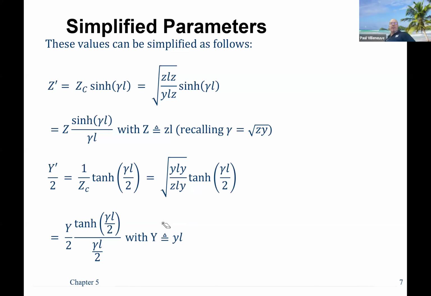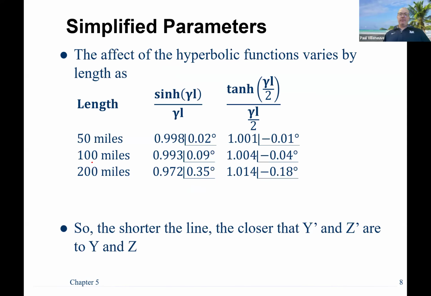Then I do the same thing for Z prime, and I end up with that right there. So wait a minute, Paul. You said this was going to simplify things. Does this look like it's simplified? Not at all, right? This looks like I've got a lot more work. So why would I do the pi equivalent?